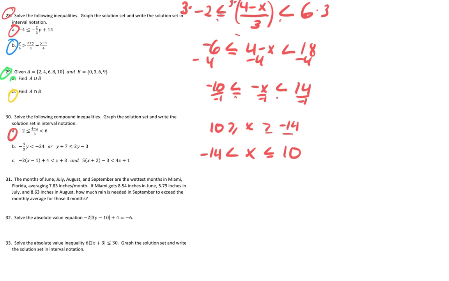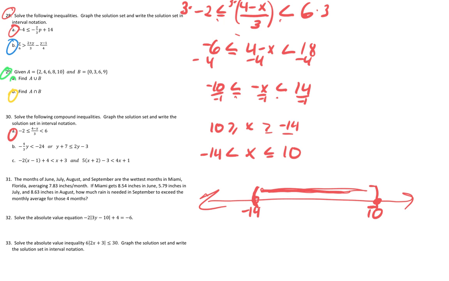So on a number line, draw our nice number line. We'll have negative 14 here, 10 here, and then either an open dot or this parenthesis, and this will be our closed dot and a bracket, and it'll be this area in between. Then for interval notation, we can write it straight from the graph: parenthesis, negative 14, comma, 10, close bracket.